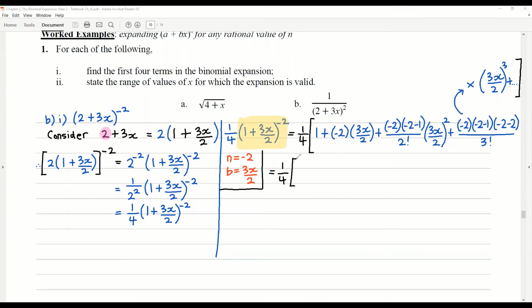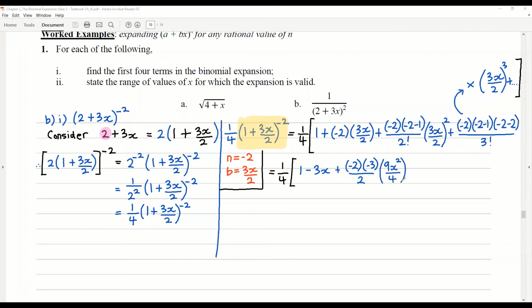Okay, and then let's tidy this up. Shouldn't be too bad, this one. It's nicer not to have the fractions. Now we've got negative 2 multiplied by 3 over 2. Obviously the 2's will cancel, so we're going to get negative 3x. That's easy enough. And again, I don't want to do too much, so I'm going to say negative 2 multiplied by negative 3 over 2 factorial, which is of course 2. And then we're going to square everything inside that bracket. So that's going to be 9x squared over 4.